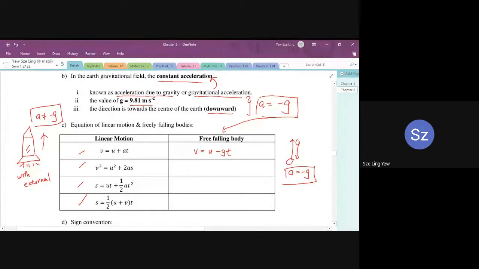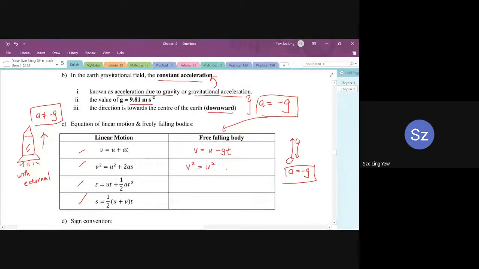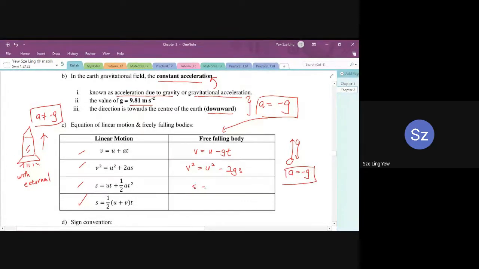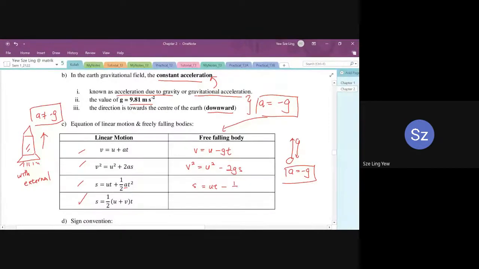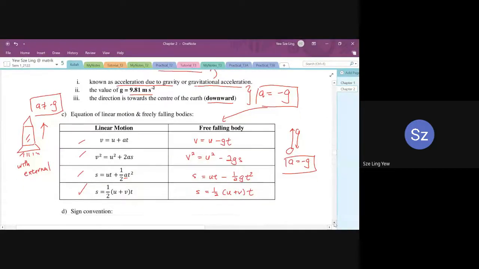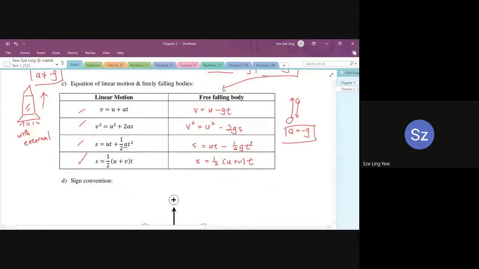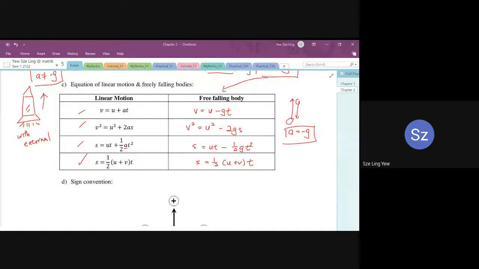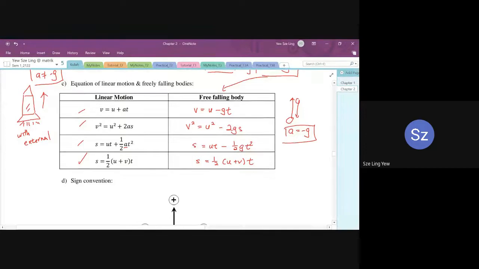So v squared equals u squared minus 2gs. So a again becomes negative g. Next one, s equals ut, now a again, so it becomes minus 1 over 2 gt squared. The last one, there's no g, therefore you can just write it as equals 1 over 2 u plus v times t. So the only thing that is different between these two sets of equations is that a, you sub it as a negative g.